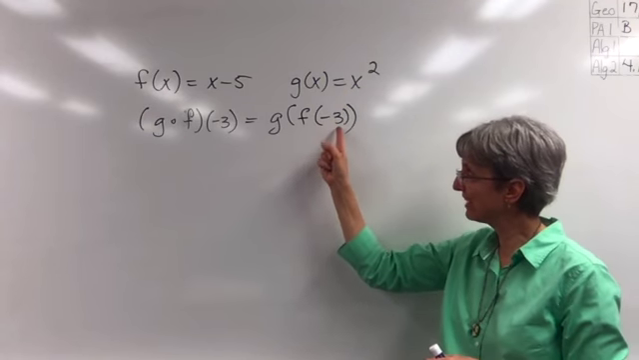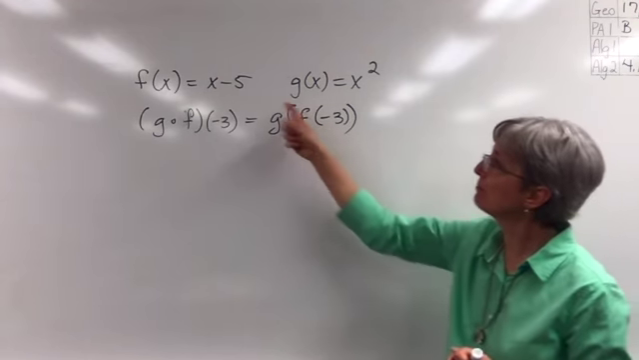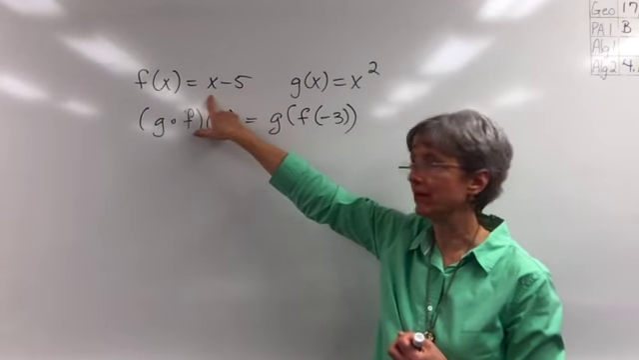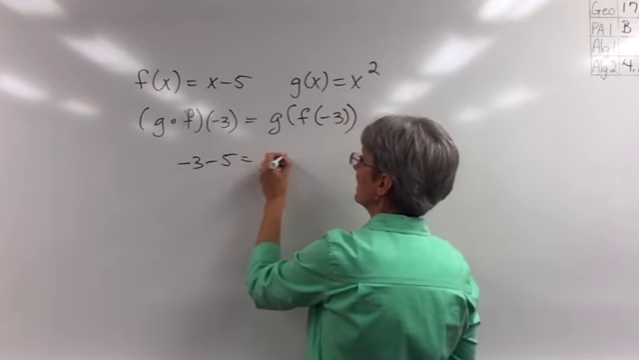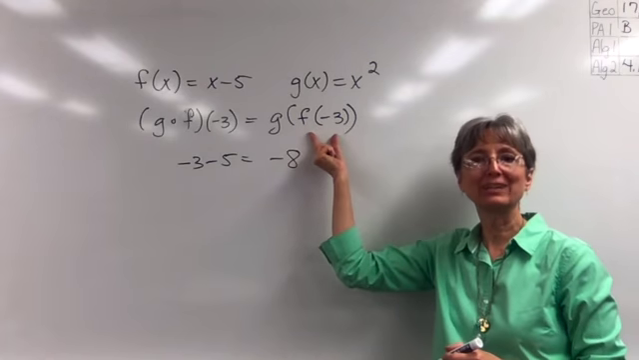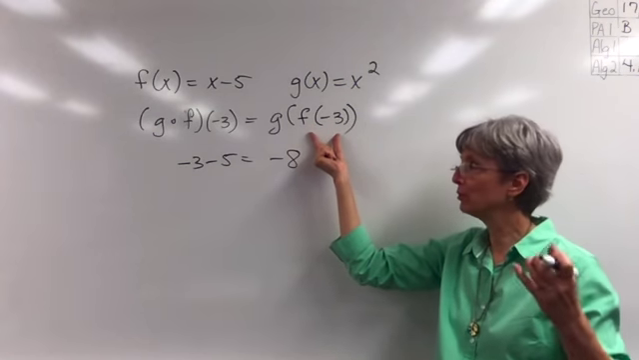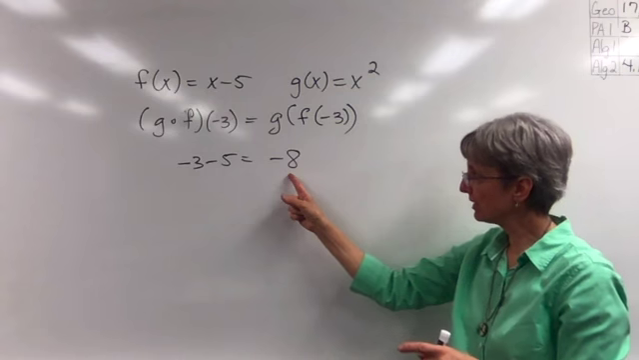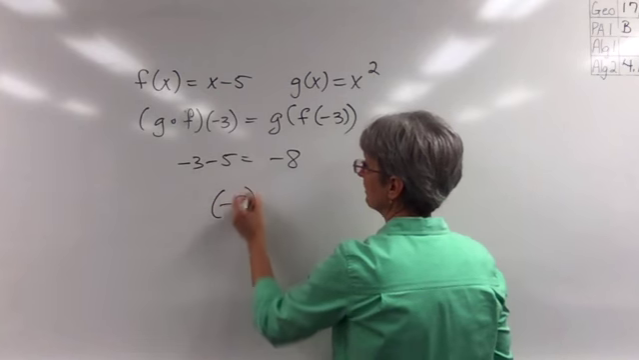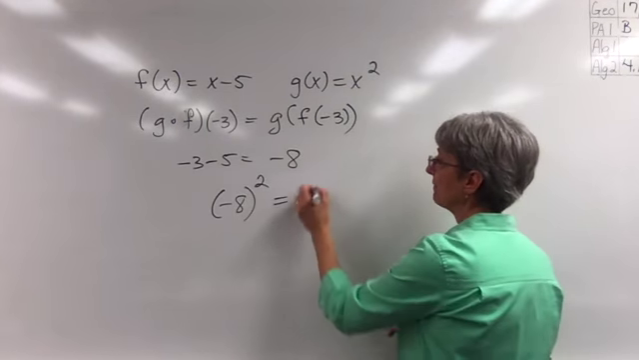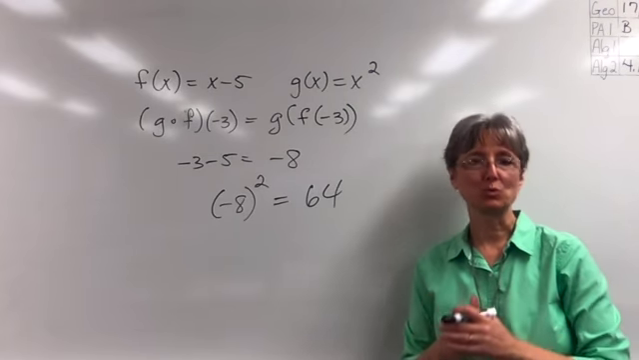So we're going to put negative 3 into f first and see what comes out. If I put negative 3 into f of x, I have negative 3 minus 5. Negative 3 minus 5 is negative 8. So f of negative 3 is negative 8. Now I'm going to take that output and put it into g. So I'm going to put negative 8 into g. g is x squared. So in place of the x, I'm going to put negative 8, negative 8 squared, and my final answer is 64. That's the way this works.